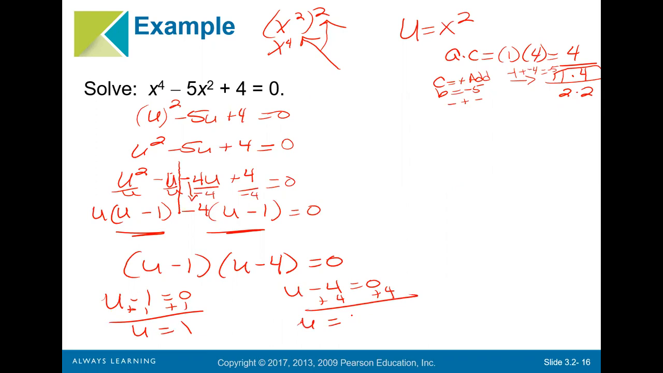So U is equal to +4. Now, what do I know? I know what U is equal to. But didn't we say U is equal to x squared? So I'm going to put x squared back in the place of my U.